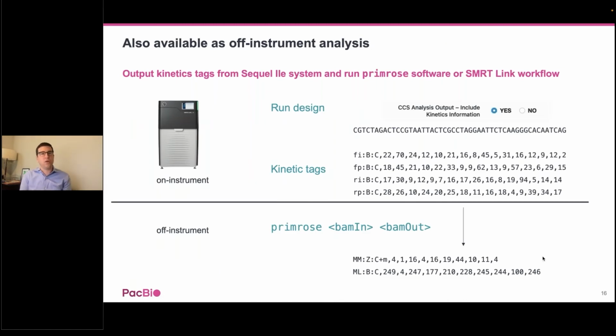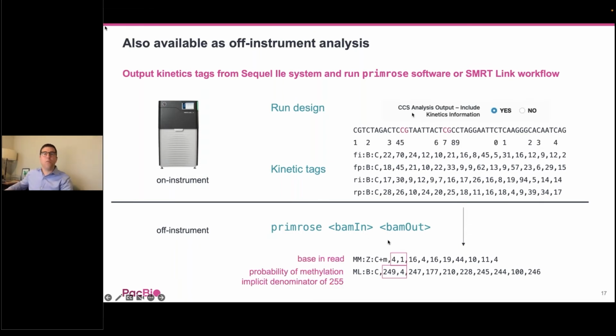Okay, great. So to give a sense of the processing, I mentioned before you can run this either on or off instrument. If you want to run it off instrument, you have to do what Matt had mentioned earlier, which is to retain the kinetics information. And then you can run this binary primrose, which will accept a BAM that has these summary kinetics tags, and it will output a BAM that has the methylation information. This is also able to be run on instrument, so this whole pipeline can run on instrument, or will run on instrument by default.